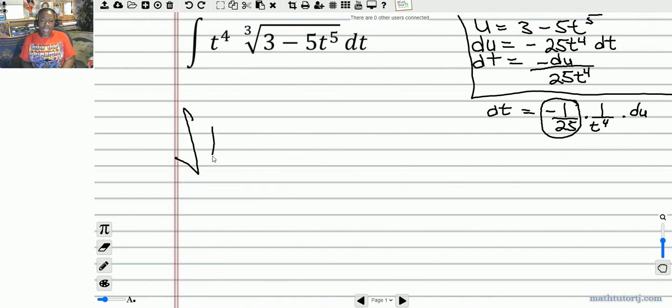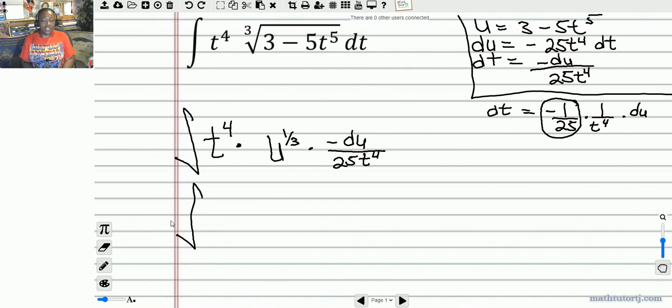So at this point, I have t to the fourth times, and I'm going to rewrite this expression in terms of u, I have u to the 1/3. Please keep in mind that 1/3 and the cube root are equivalent. Times dt. Well, I know dt to be negative du over 25 t to the fourth.